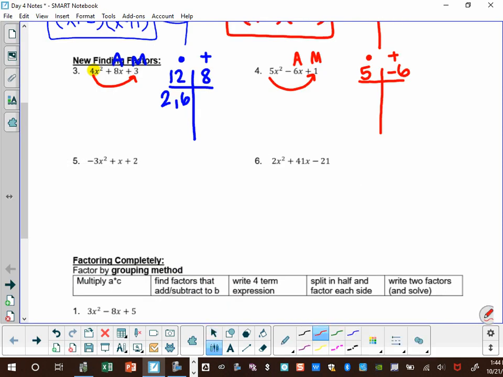Alright, so what we're doing so far, it doesn't matter what order you put them in, all we're doing is just finding factors. We're not actually doing anything else. We're not making it into a factor, we're just finding the factorable numbers. You guys do 5 and 6.